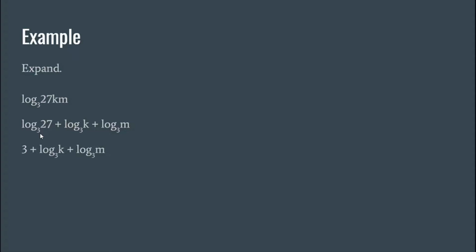So you always want to simplify anything you can. These ones you won't be able to simplify because they have variables in them, because 3 to any power won't give you a variable.